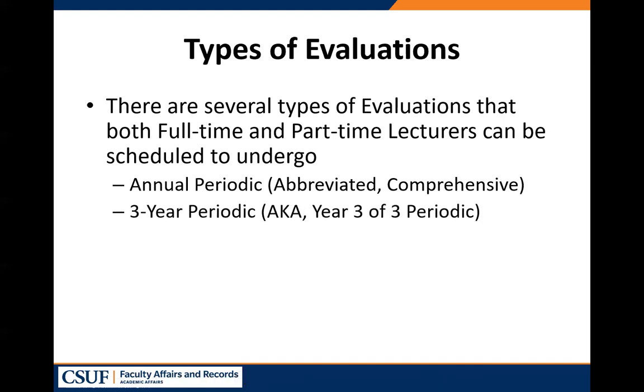At the end of a 3 year contract, you get a 3 year periodic evaluation. It has different names. Some people call it a year 3 of 3. And that also has two types. That has an abbreviated and a comprehensive. The abbreviated is, again, the 6 categories of information, not too much material. And the comprehensive is all of the different categories that you would have to include. So it has about twice as much information.